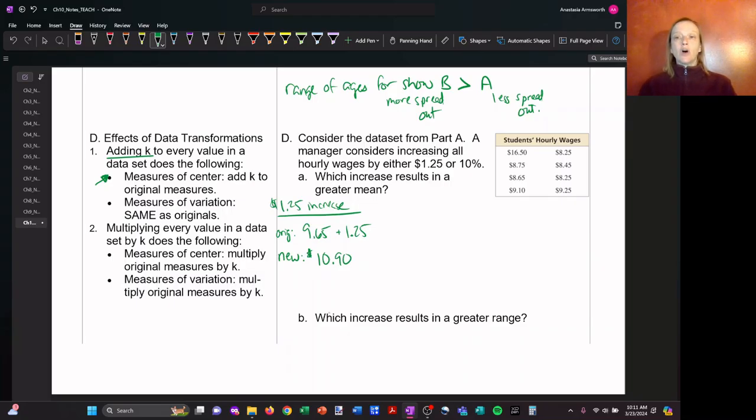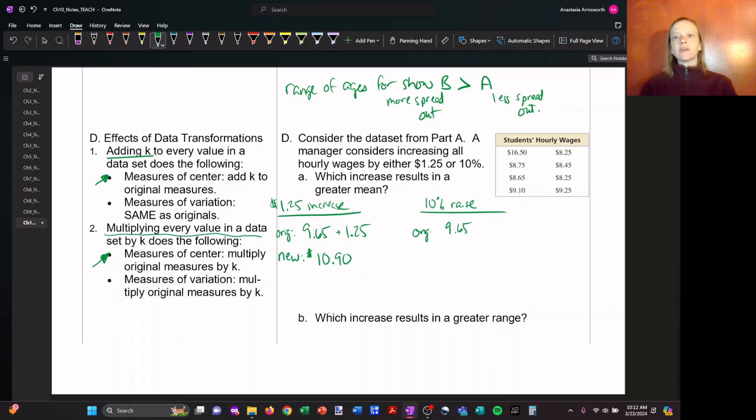If, on the other hand, we talk about a 10% raise, what will that do to every value in my data set? Well, when you multiply every value in the data set by the same number, you take your measure of center and multiply it by that same multiplication factor. So if my original average was $9.65, I'm going to take this and multiply by 10%. Now, I'm going to do this kind of wrong, and then I'll do it the right way.